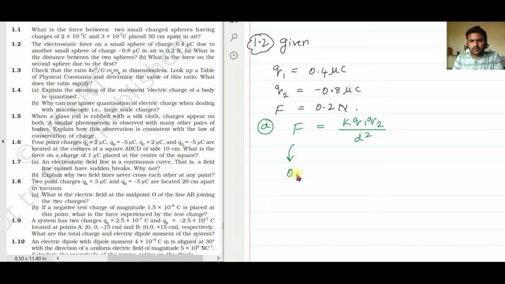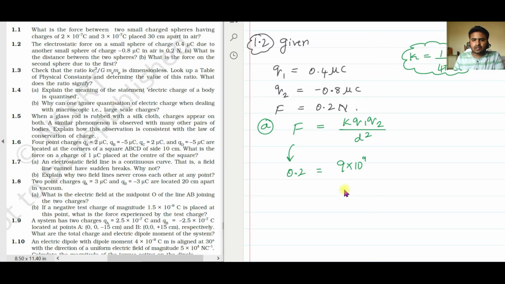Now just substitute all the data. F is given as 0.2 Newton. The K value we know is 9 into 10 to the power of 9. Actually, what is K? It is nothing but 1 by 4 pi epsilon naught. Hope you remember, we have discussed all these things in the concepts, I think in the second video. If you haven't watched that video, please do watch it so that you get clarity of what this K is.